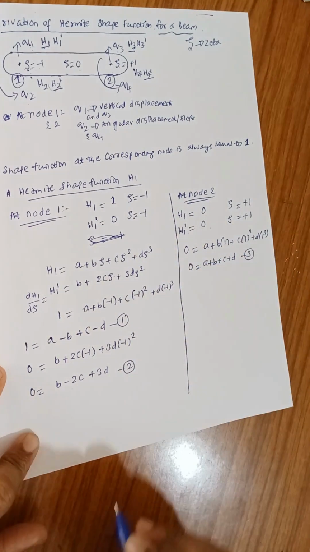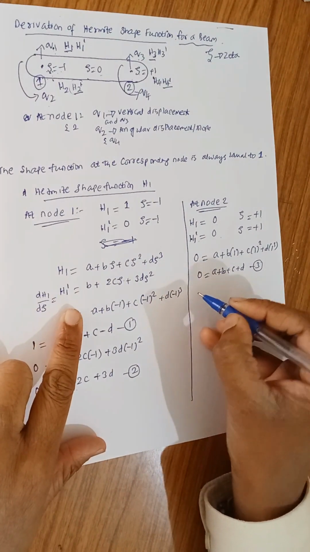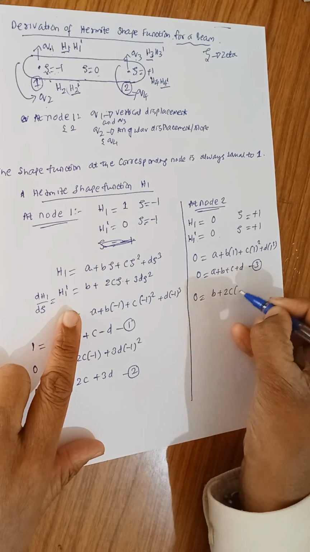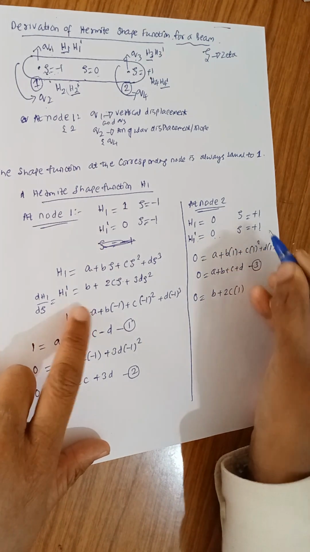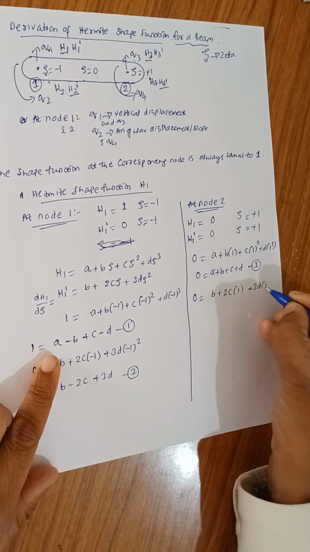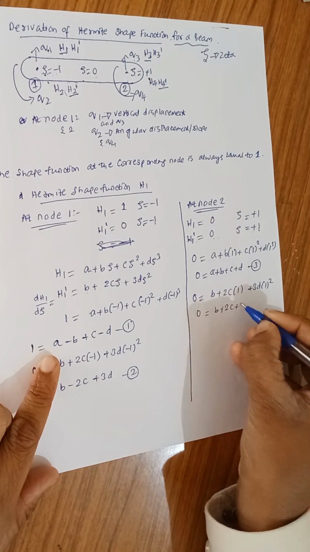Now let's try to substitute that value of h1 dash over here. So if I try to substitute into this equation, I'm going to get 0 equal to b plus 2c into 1, and zeta value will be plus 1 here. So 0 equal to b plus 2c into plus 1 plus 3d into 1 square. Therefore, I'm going to get 0 equal to b plus 2c plus 3d.